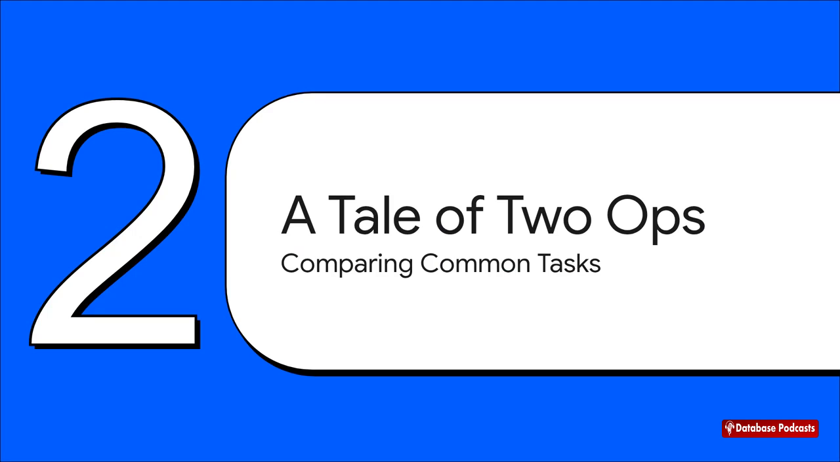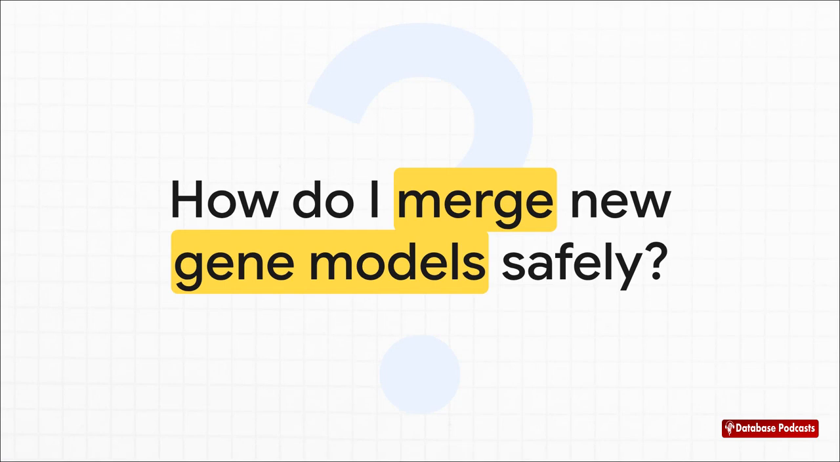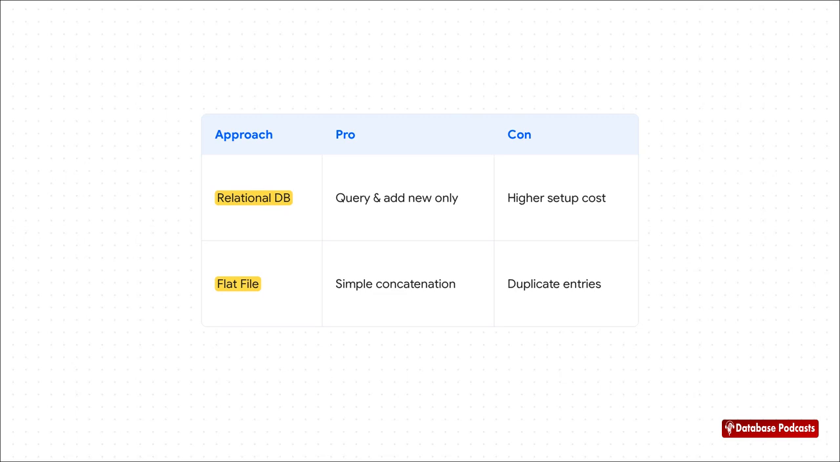Okay, let's really see how this plays out in the real world. We'll look at a tale of two different operations by comparing some common day-to-day tasks. All right, so here's a totally real-world scenario. You've got this beautiful, well-maintained collection of gene models. Then, a collaborator sends you an updated set. The question is, what's the best way to merge their new stuff into what you already have, without making a total mess? This is a classic job for a relational database.